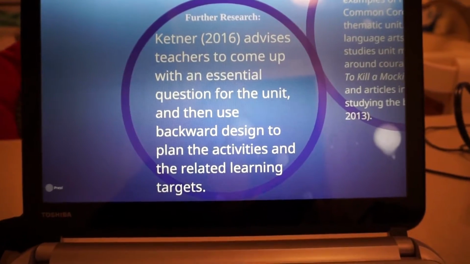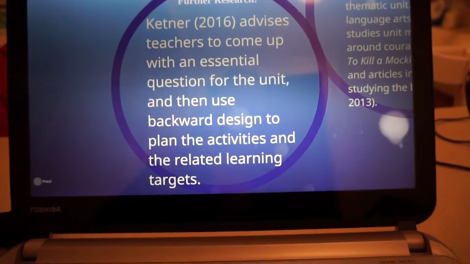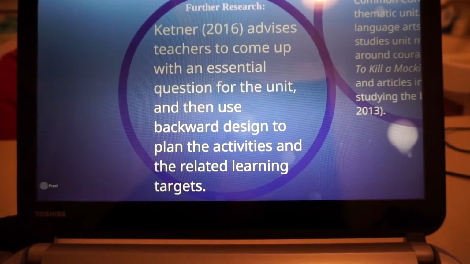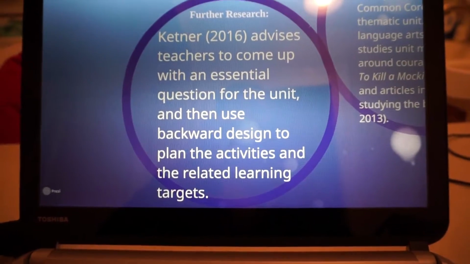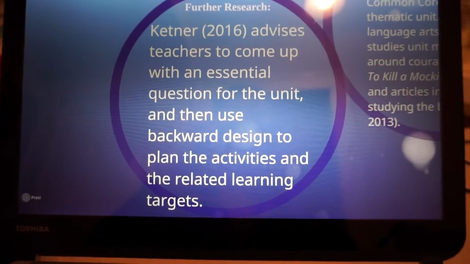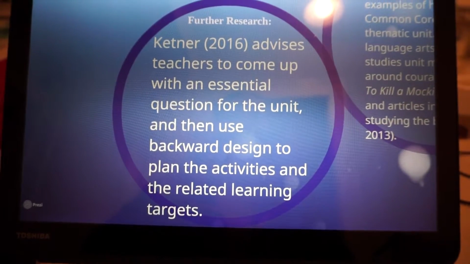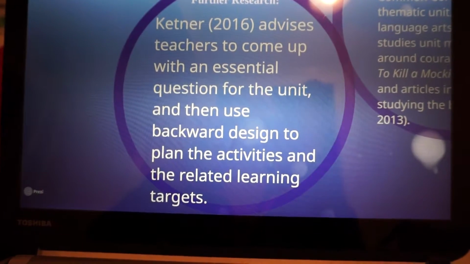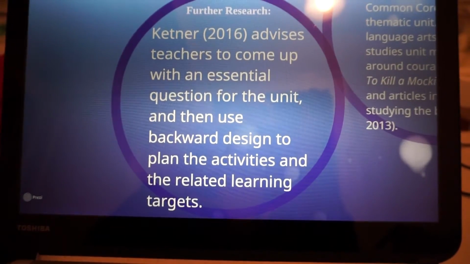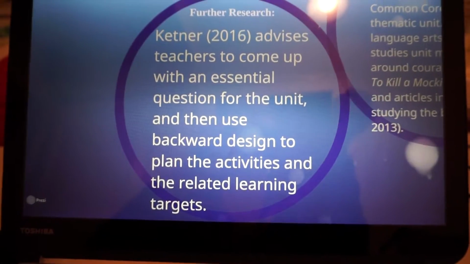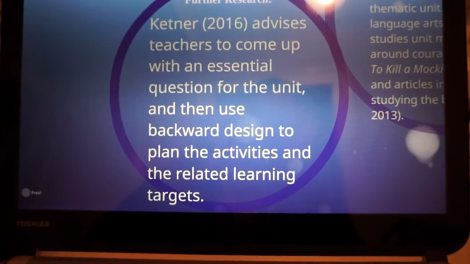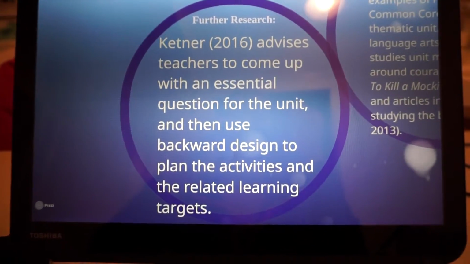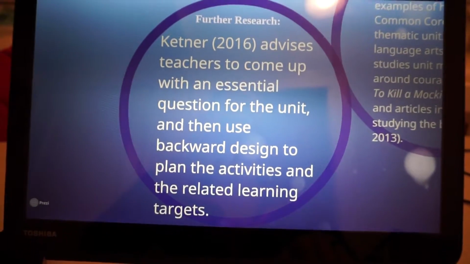Another piece of research by Kettner in 2016 advises teachers to come up with an essential question for the unit and then use backwards design to plan the activities and the related learning targets. So of course, backward design provides that teachers need to prepare the lessons based on what those learning objectives are, and basically start backwards from what's the final assessment going to look like? What are the performance assessments going to look like? And those need to all relate back to the learning targets.